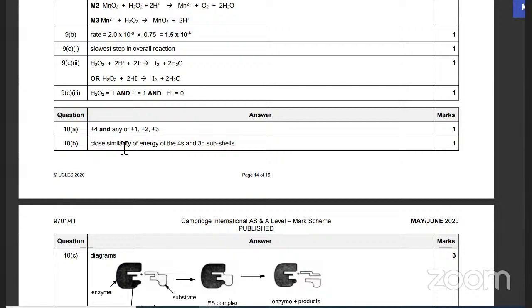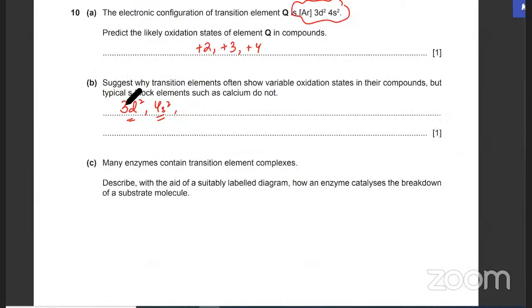So okay, they're using the same term, that 4s and 3d, they have very similar energy, which is why it's easy to remove electrons from the 3d as well, which is why they have variable oxidation states. In calcium, that's not possible.